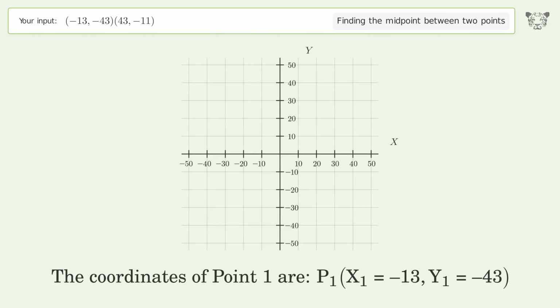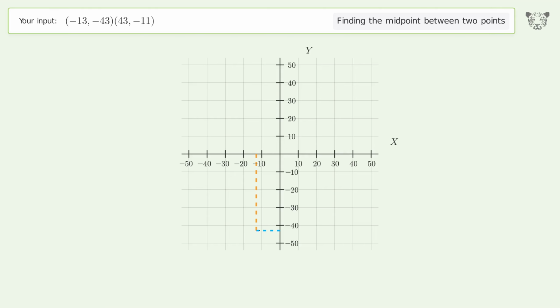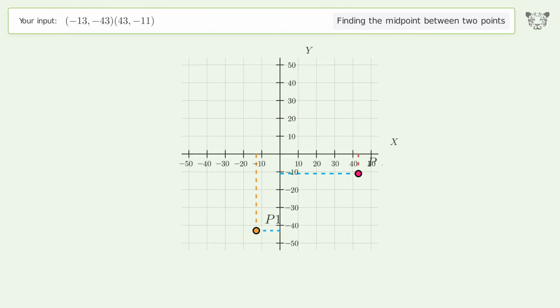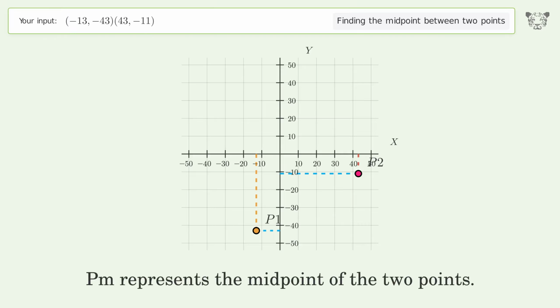The coordinates of point 1 are, x1 equals negative 13, y1 equals negative 43. The coordinates of point 2 are, x2 equals 43, y2 equals negative 11. PM represents the midpoint of the 2 points.